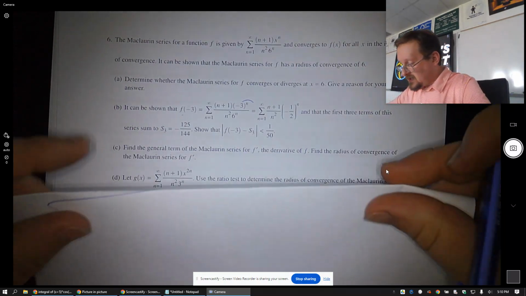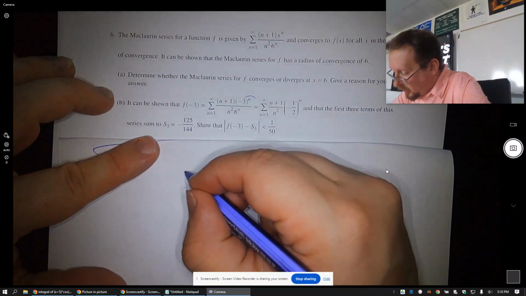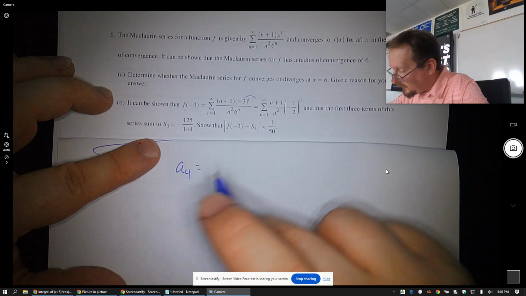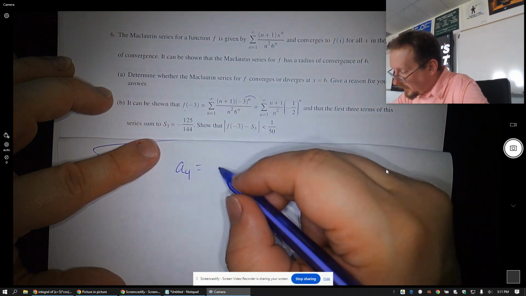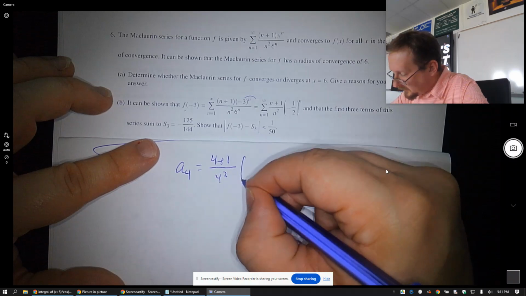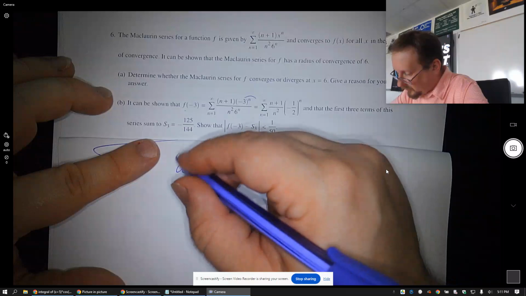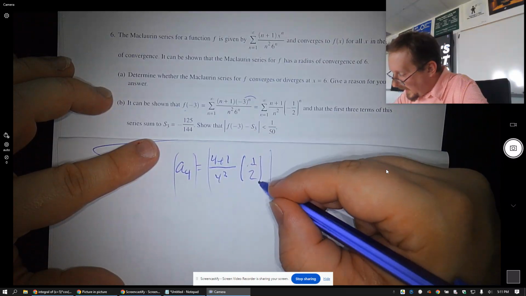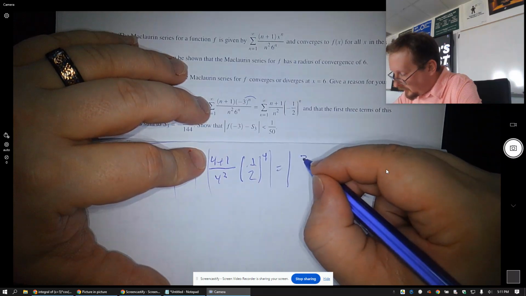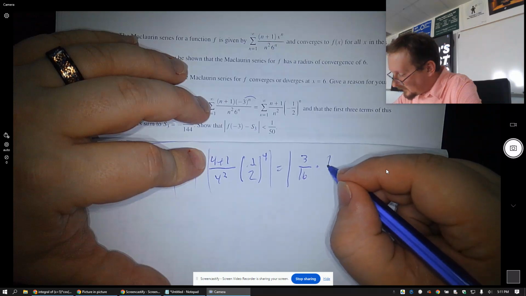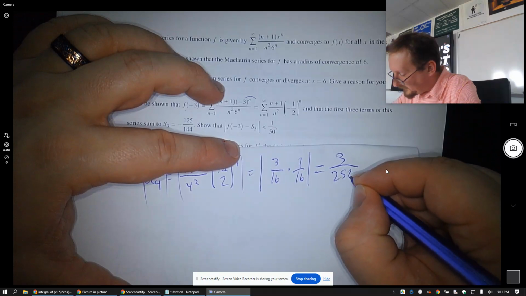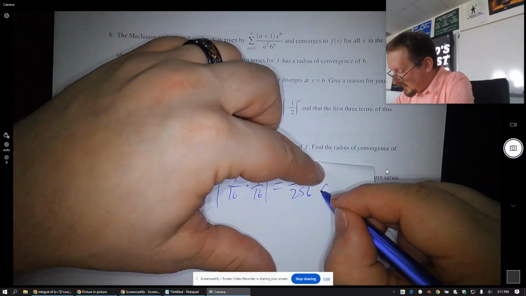What we're going to do is we're just going to take term number 4. So term number 4 comes after the first 3 terms, so that's n equals 1, 2, 3. So this would be 4 plus 1 over 4 squared times 1/2. Remember, we really just look at the absolute values. 1/2 raised to the 4th power. So this is going to be 3 over 16 times 1 over 16. And so that's going to be 3 over 256, right? And so this is less than 1/50.